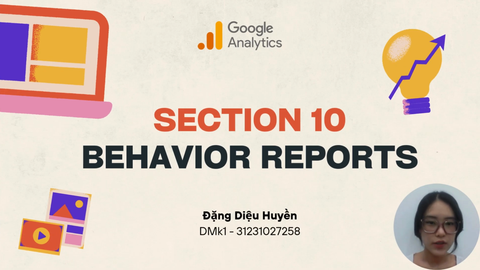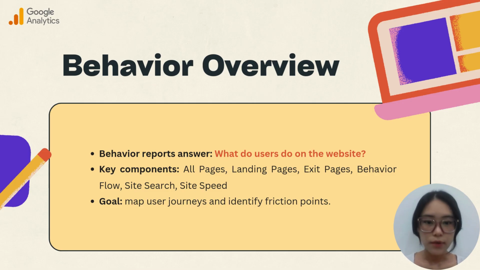Now we move on to Section 10, behavior reports. Behavior reports answer the question, what do users do on a website? Key components include all pages, landing pages, exit pages, behavior flow, site search, and site speed. The main goal is to map user journeys and identify friction points.